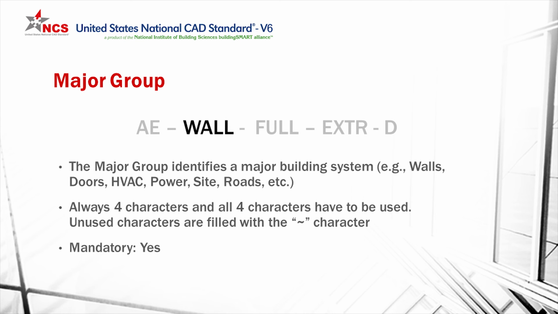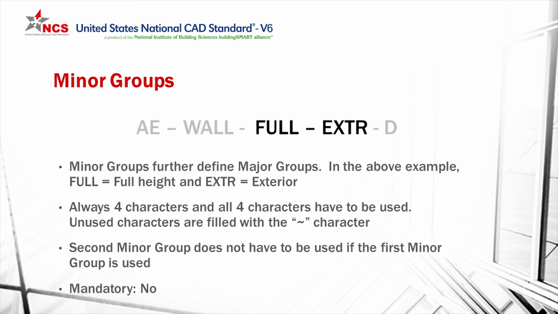Now the next thing is minor groups. And minor groups further define your major groups. So in the above example, we have FULL, which represents full height, and EXTR, which represents exterior. So in this case, this would be an architectural full height exterior wall. Again, these are always 4 characters, and again, all 4 characters have to be used.